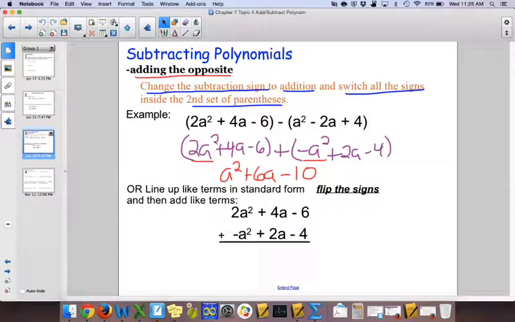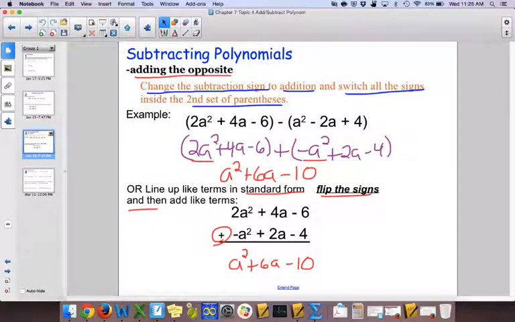And if we're looking at it in the standard form way of doing things, we still are adding and then flipping the signs of everything. So it's the same process. We have 2a squared plus negative a squared will be 1a squared. 4a plus 2a will be 6a. And negative 6 plus negative 4 will be negative 10.